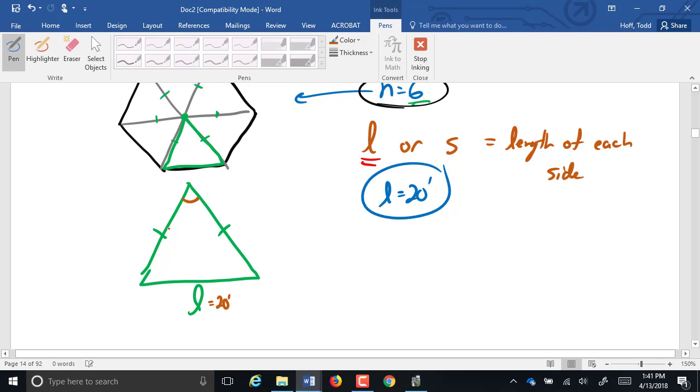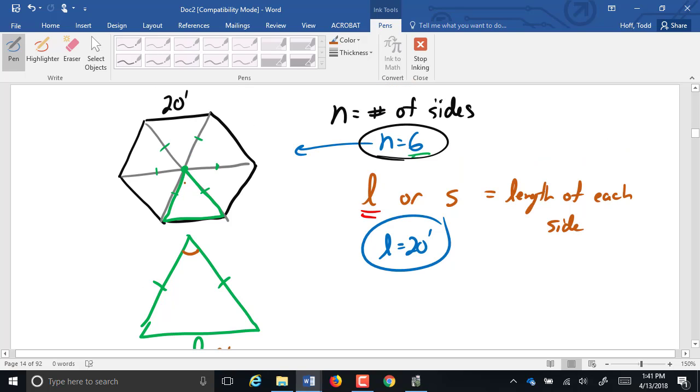What's this angle right there? Well, what would the angle be all the way around here? 360. How many of these angles make up that 360? 6 of them. Well, it's n. So that angle would be 360 divided by n. So in this case, that'd be 360 divided by 6, or 60 degrees.